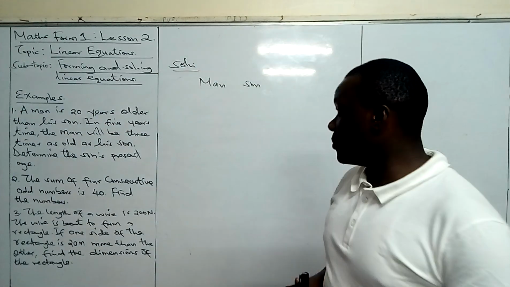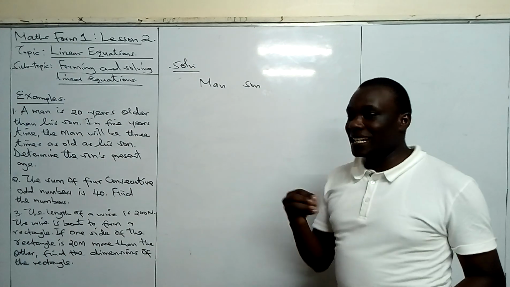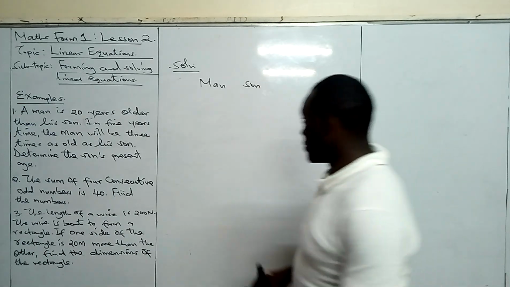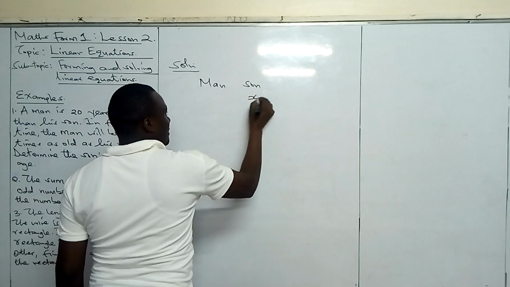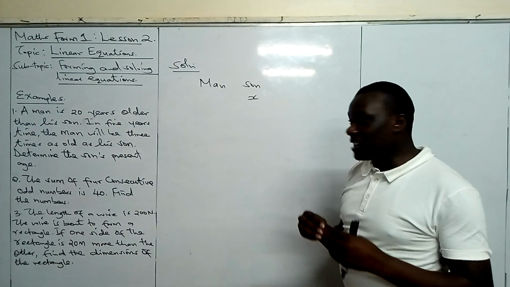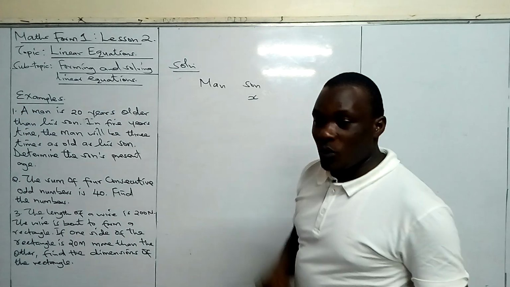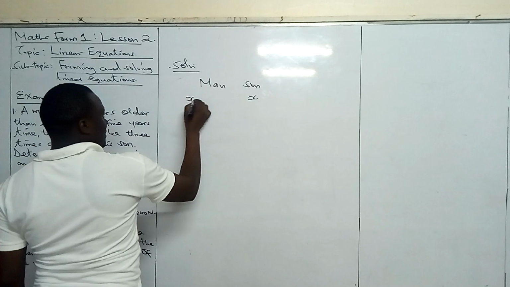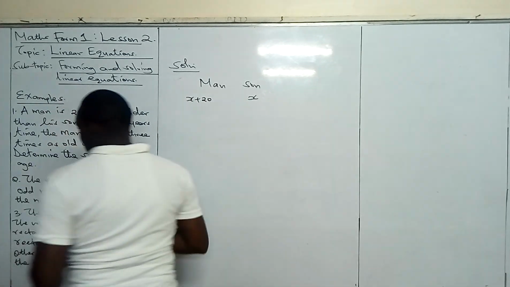So, what we will do, we will let a letter represent the age of the son. So in this case, we can take x. So if we say the son is x years now, the man will be how many years? It will be x plus 20.